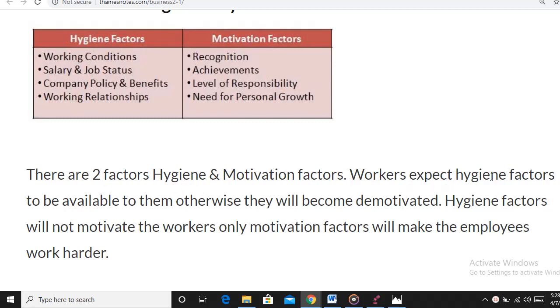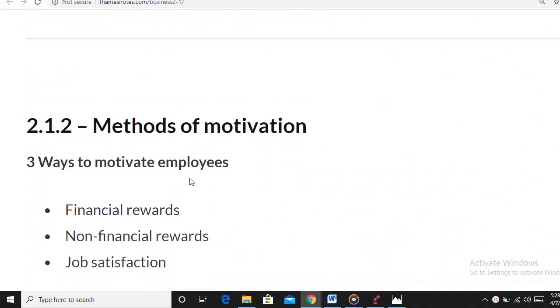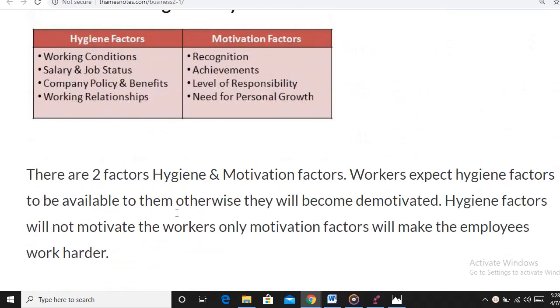Workers expect hygiene factors to be available to them, otherwise they will become demotivated. They will not feel that they're satisfied at work. The hygiene factors will not motivate the workers; only motivation factors will make the employees work harder. That means hygiene factors will not make them work harder, okay? They will not motivate the workers. Only the motivation factors in Frederick Herzberg's theory refer to motivating the employees, okay? So these are the two main factors, hygiene factors and motivation factors.